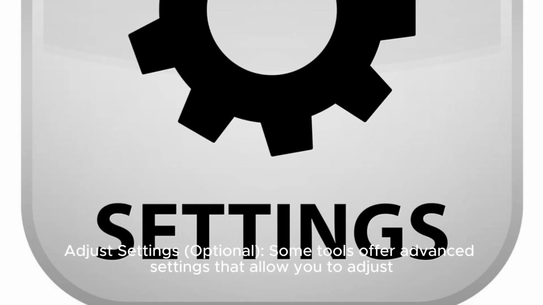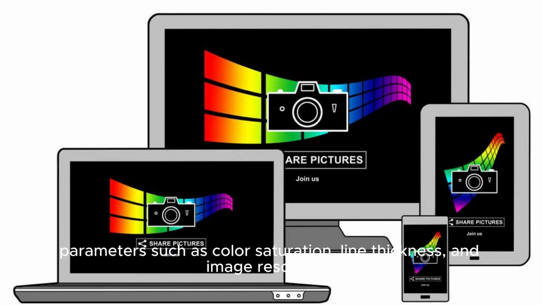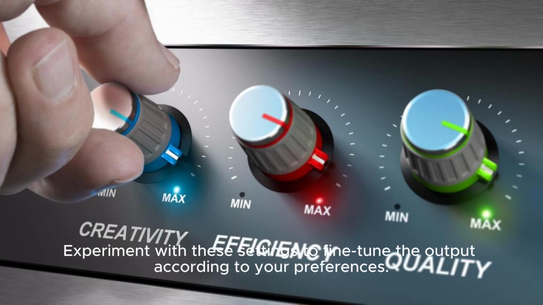Adjust settings, optional. Some tools offer advanced settings that allow you to adjust parameters such as color saturation, line thickness, and image resolution. Experiment with these settings to fine-tune the output according to your preferences.